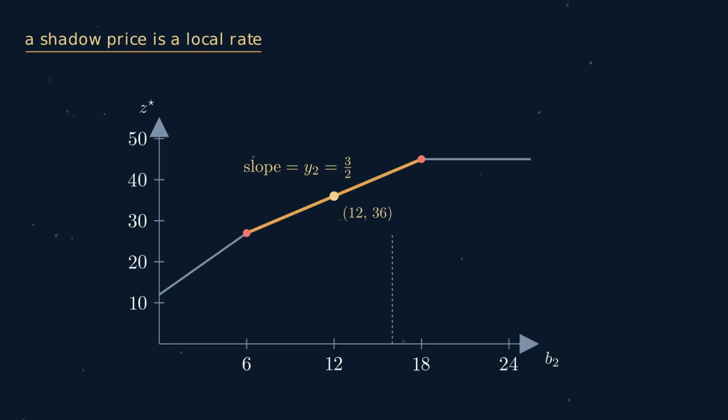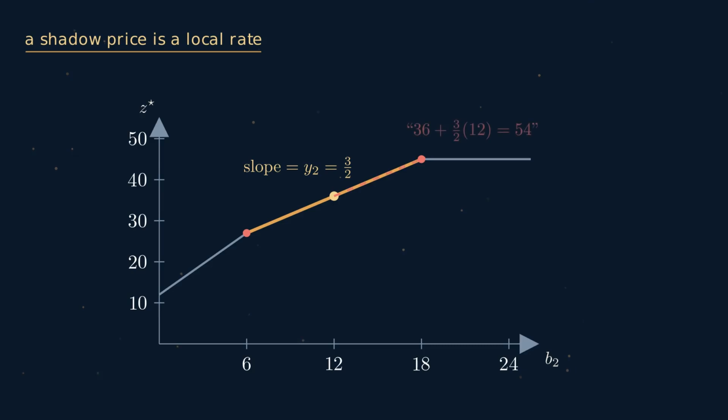So use it. You currently sit at 12, earning 36. The supplier offers 4 more units. 4 is comfortably inside the range, so multiply. 1.5 times 4 is 6. Profit goes to 42. No resolving, no simplex, 10 seconds of arithmetic.